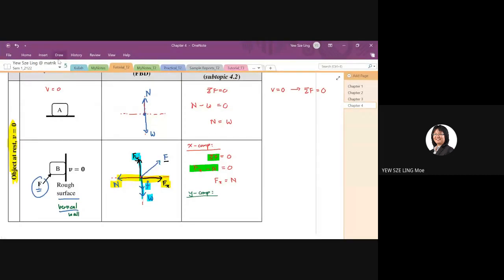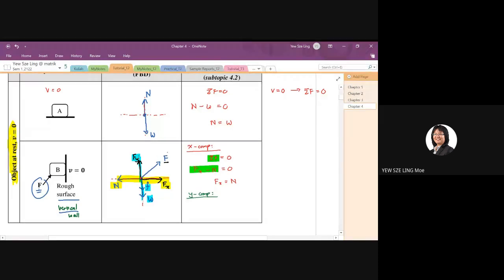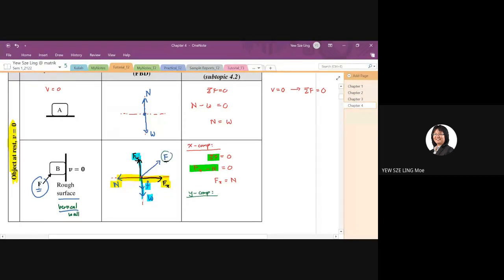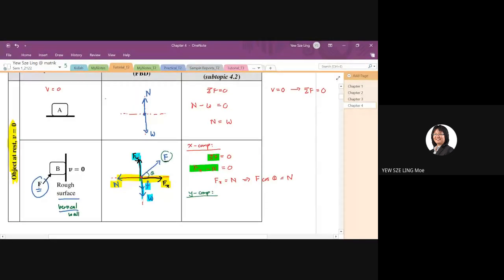So now I have 3 forces along the y component. So do I still have to look at this F? Not anymore, because I already resolved it into x and y components, and then the angles here. So remember, Fx equals n just now. If you resolve it, if you expand Fx, it will become F cos theta equals n.